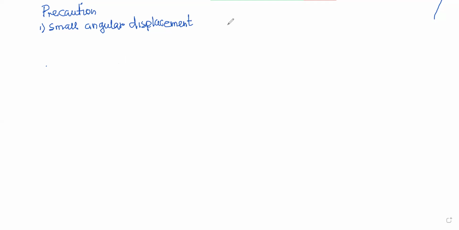when theta is large, it introduces huge error. So theta must be very small. In fact, very small. This is one key precaution under oscillatory experiment.